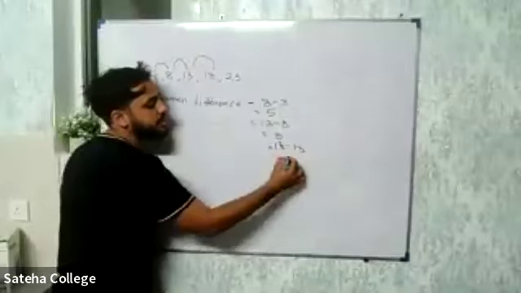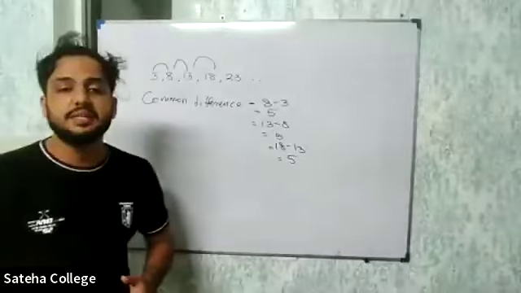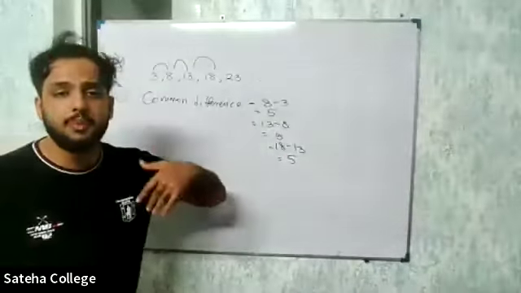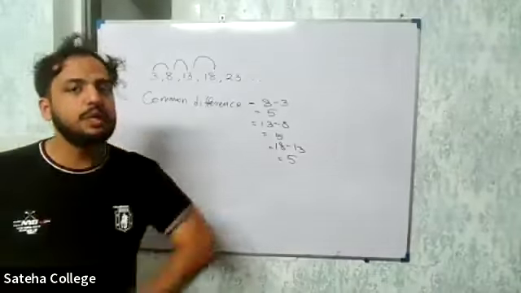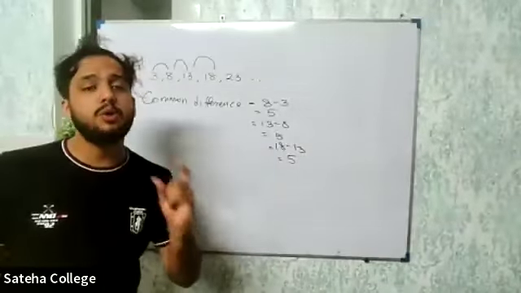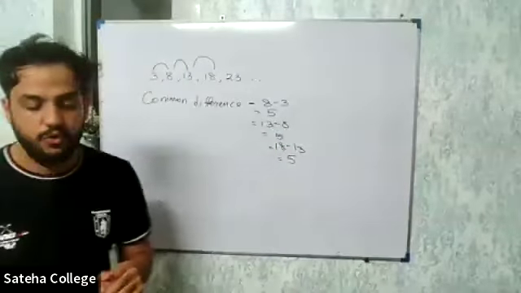So if you take any two consecutive numbers, you get the common difference, the number after minus the number before. In simple terms, the gap between two numbers. How do you always find the gap? The number after minus the number before, right?